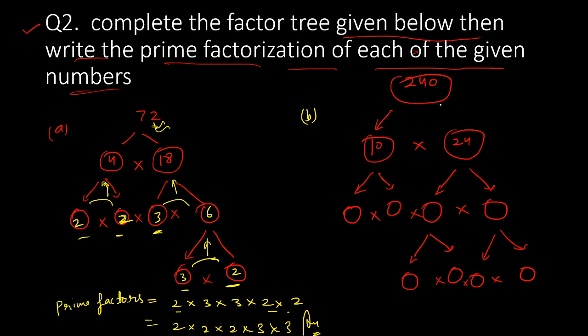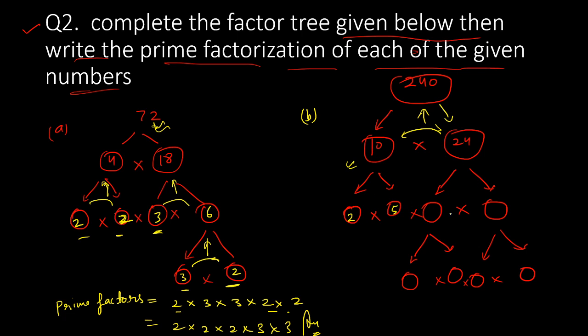Look at this. 10 into 24 is 240. Now by which two numbers do we multiply to get 10? What are the two numbers that we multiply to get 10? So we can write 2 into 5. 2 5s are 10, so we will write 2 into 5.